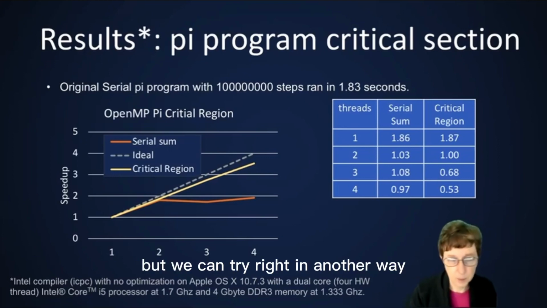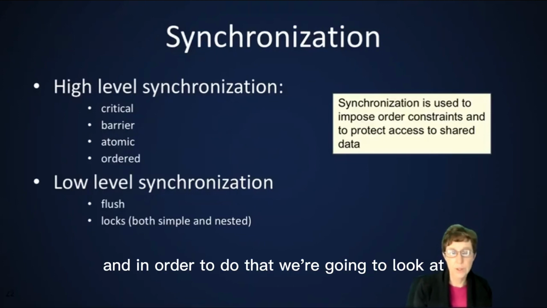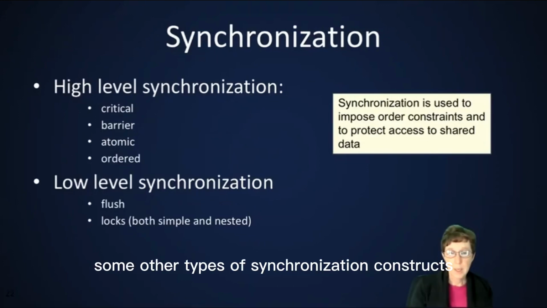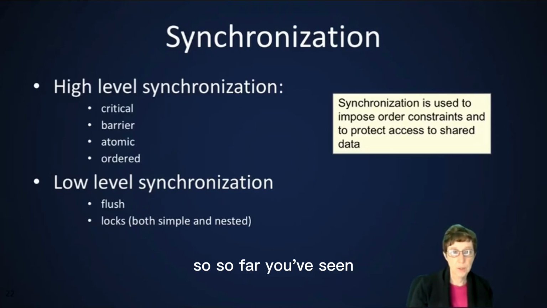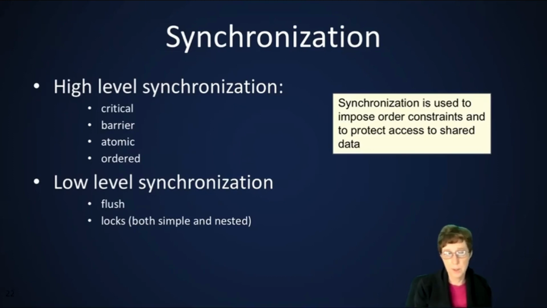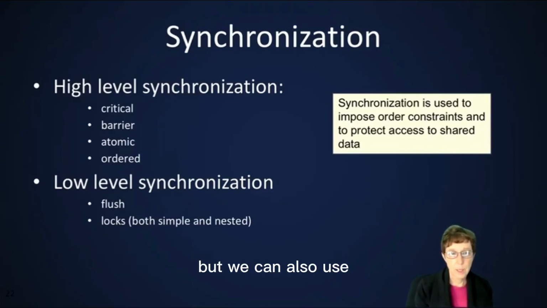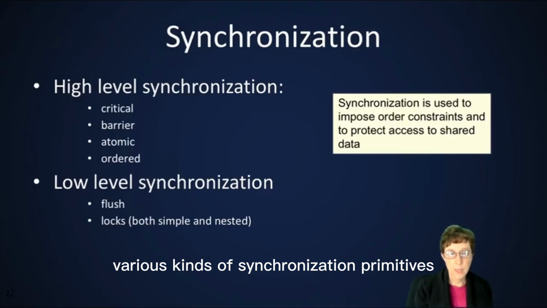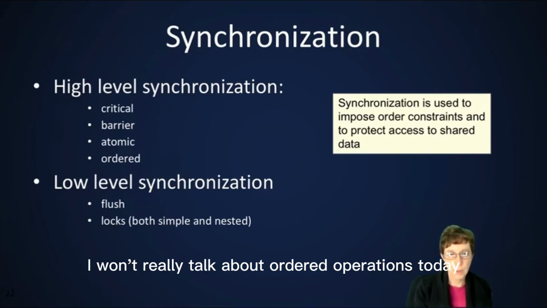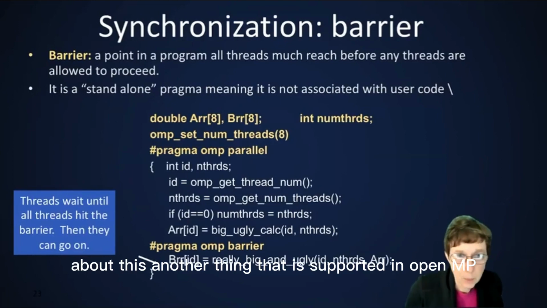But we can try writing it another way, just to see how that will go. And in order to do that, we're going to look at some other types of synchronization constructs. So far you've seen a critical region in the code, and you see just running it serially, which is what we did originally, but we can also use various kinds of synchronization primitives, such as locks or barriers or atomic operations. I won't really talk about ordered operations today, but it's another thing that is supported in OpenMP.